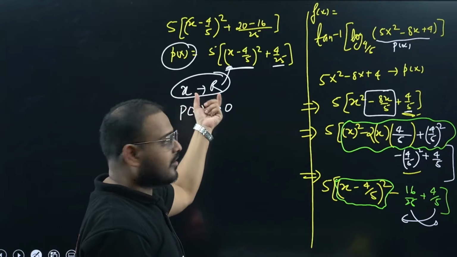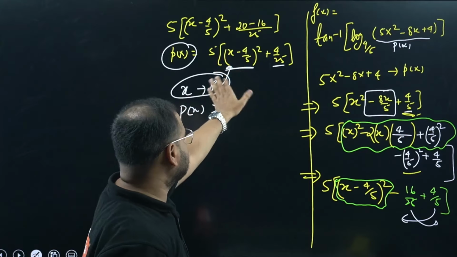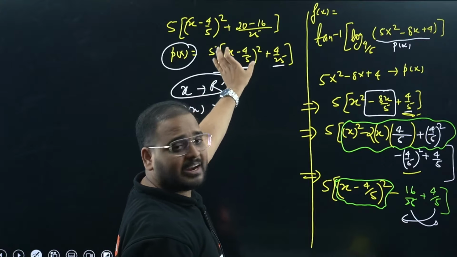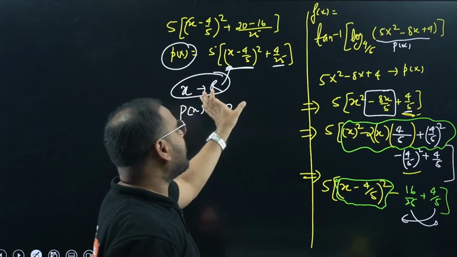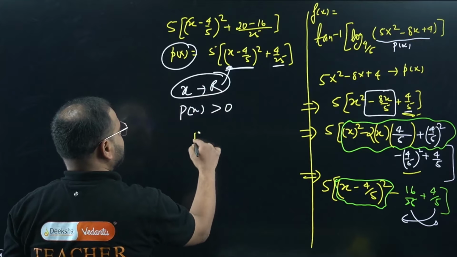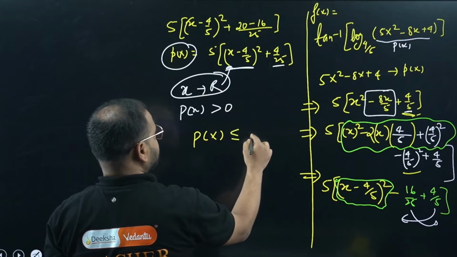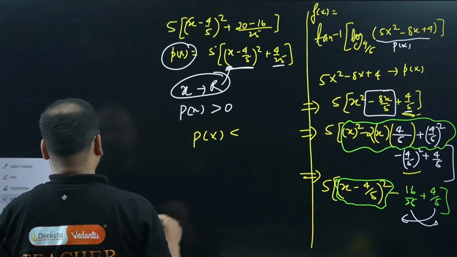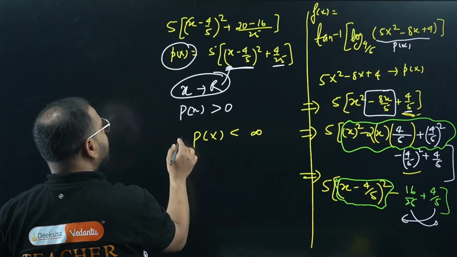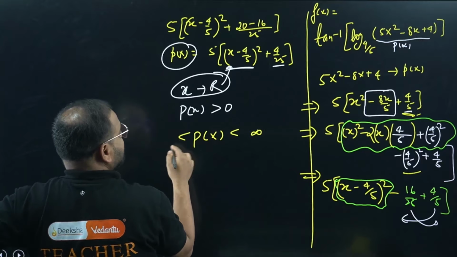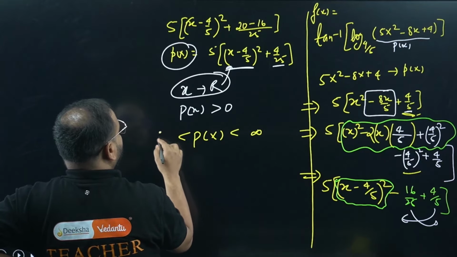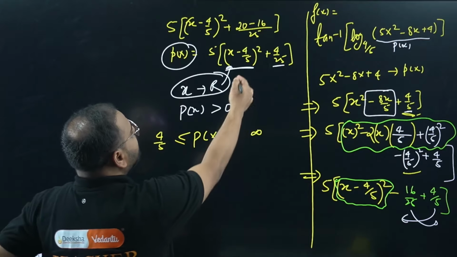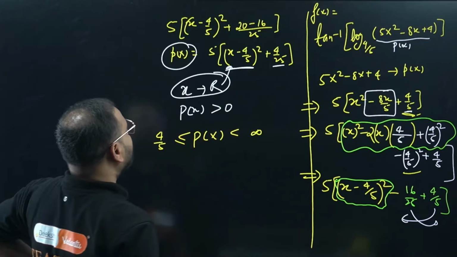X has to be all real because I can take any value of x in this, but px will always be positive, because this is a non-negative number. So if I have to write the range for px, I can rewrite this with the not equal to sign. It can go to infinity, but it will always be greater than or equal to 4 by 5. Why equal to, sir? Because the minimum value will be 4 by 5, no? How 4 by 5?